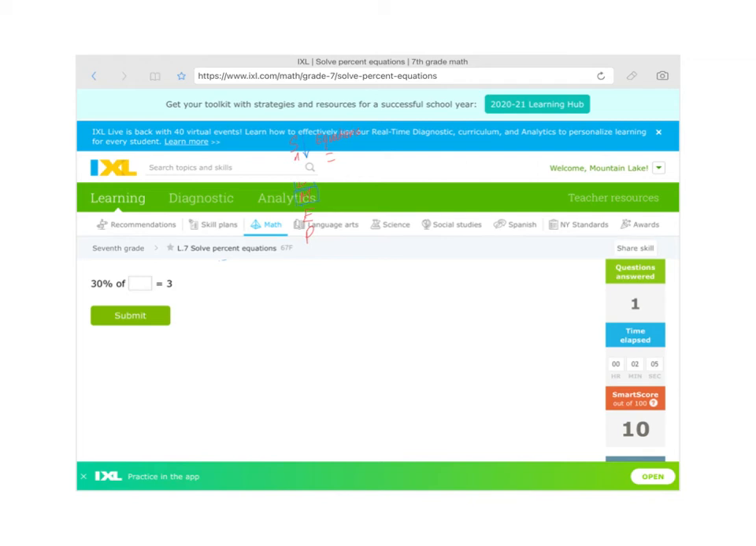So 30 divided by 100. We can always choose to write it as a fraction. It's up to you how you want to write it. And then of is multiplication, box is equal to 3. Okay? So we see division, the first part, division of 100. So let's multiply 100 on both sides. So these two will cancel. Then we see multiplication of 30, so we'll divide the 30 on both sides. So this will cancel. So finally we get our box.